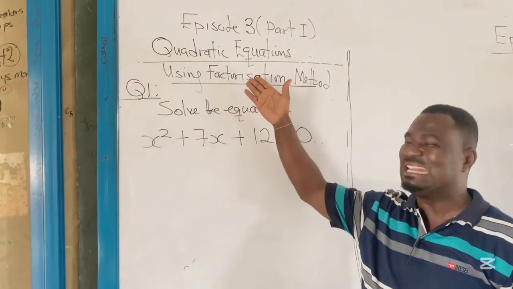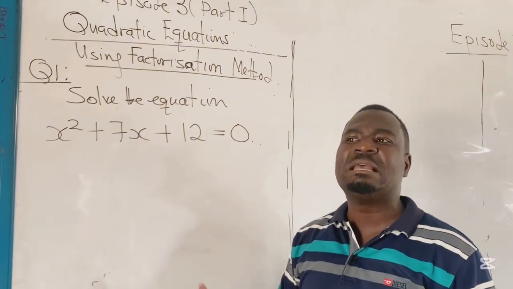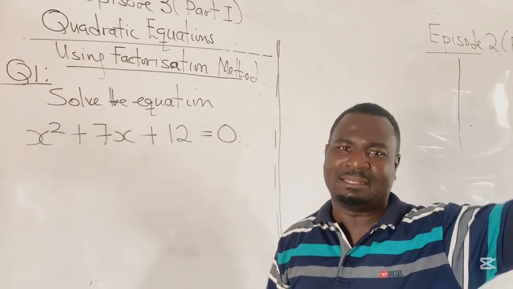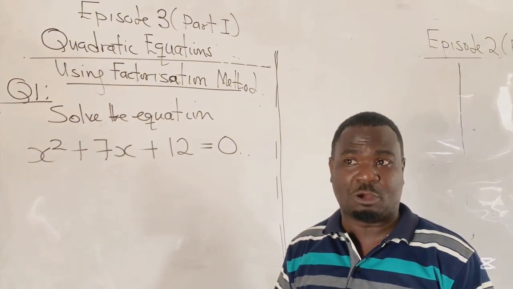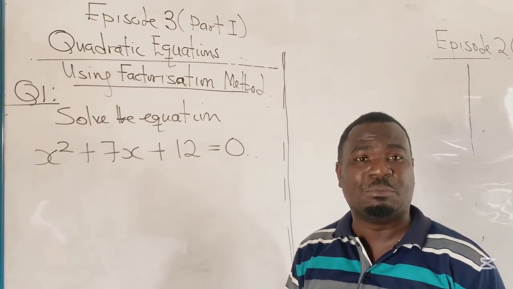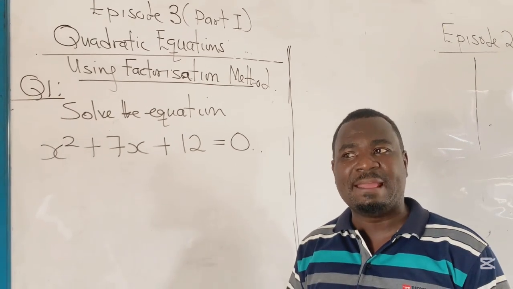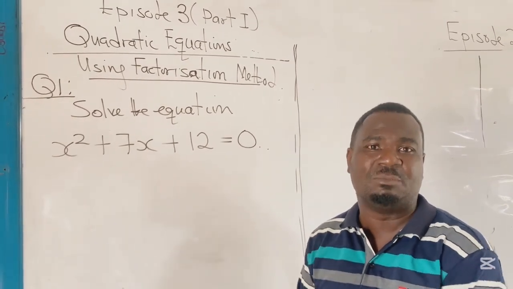I'm going to use the factorization method to solve this quadratic equation. The same story is told in my previous lessons; you can go back and check from my channel. We were given a simultaneous equation to solve, and you said that handling a simultaneous equation, you're going to use elimination method or substitution method.